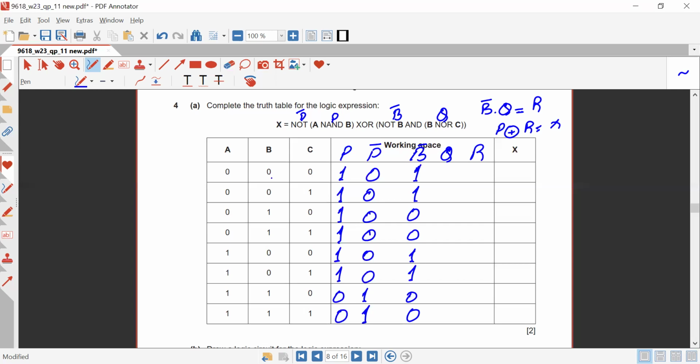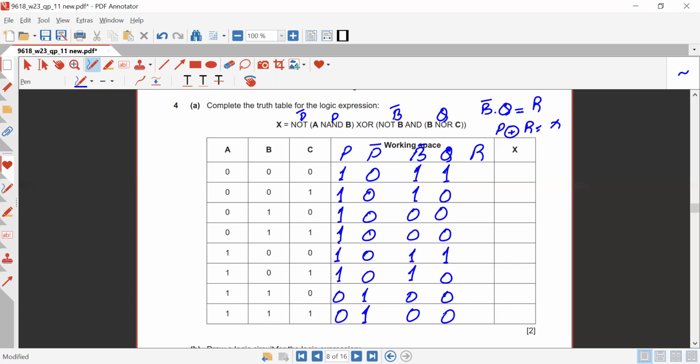Q is B NOR C. B NOR C says that output will be low if any or all of the inputs are high. So only in the condition 0 0 it will be a 1, otherwise it will be a 0 because it's a NOR. So for 0 0 it will be a 1, 0 1 it will be a 0, 1 0 it will be a 0, 1 1 it will be a 0, and the same again for the next four rows.